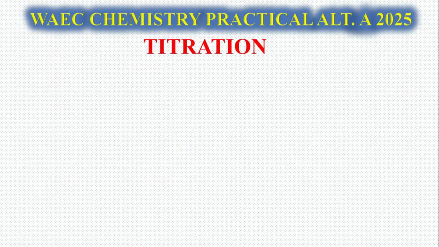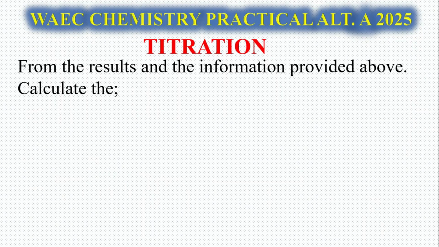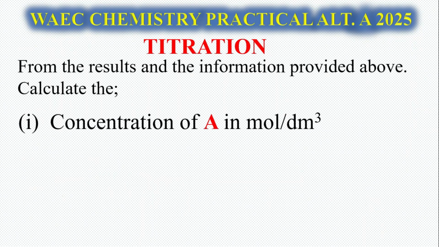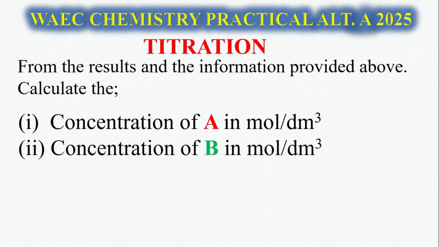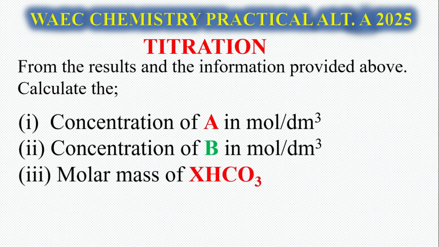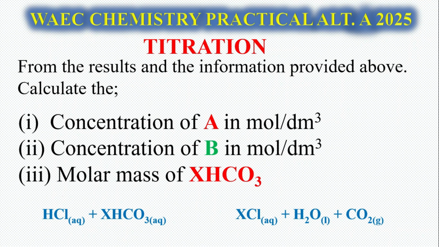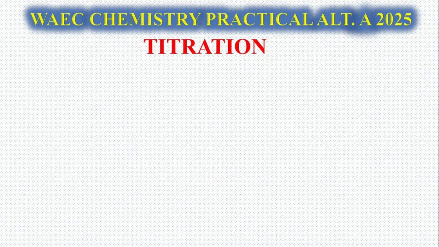All right, let's look at the solution. From the result and the information provided above, calculate the concentration of A in mole per dm³. How do we approach that? The first thing is to calculate the concentration of B in mole per dm³ and the molar mass of XHCO3. So let's quickly approach that from a balanced chemical equation. This is our balanced chemical equation.